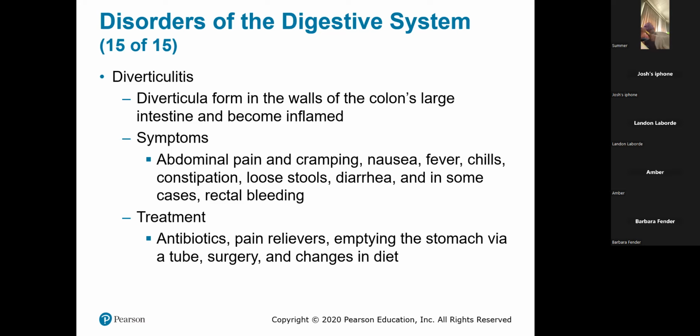So treatment's going to include antibiotics, pain relievers, and emptying the stomach via a tube, or if it's severe, cases might even require surgery, and there will most likely be changes within the individual's diet regardless of the treatment method.